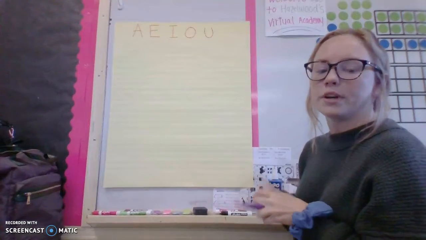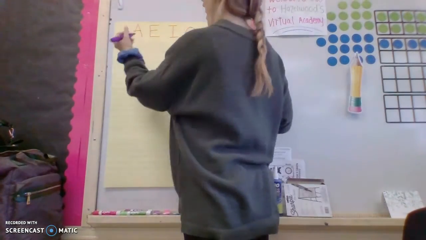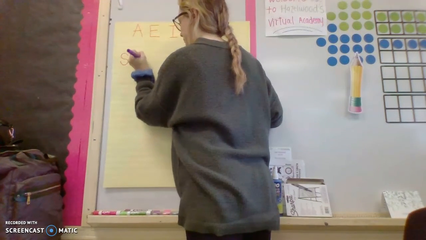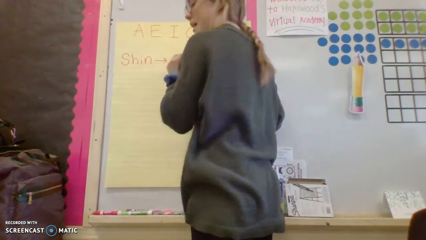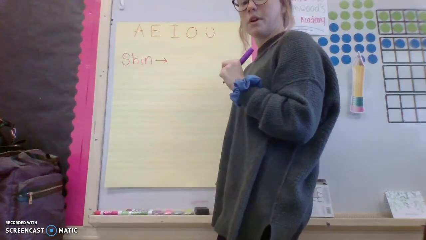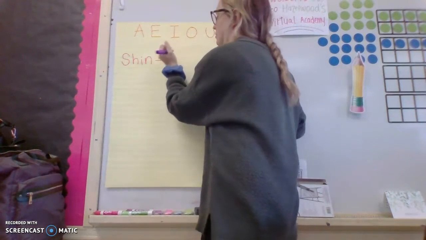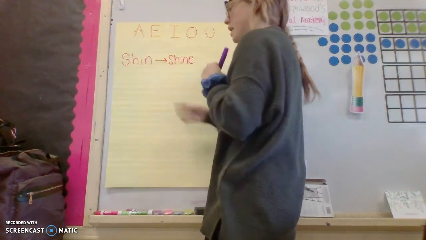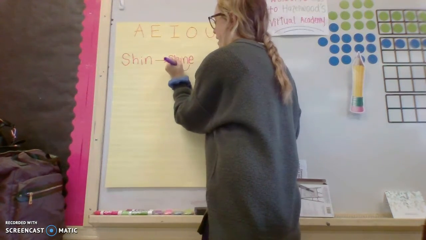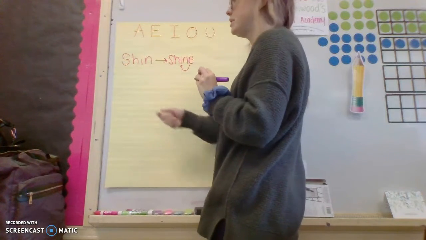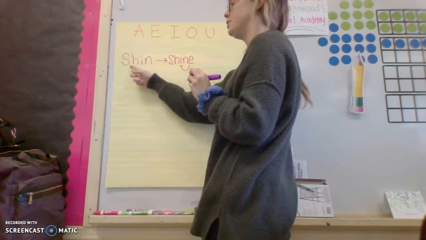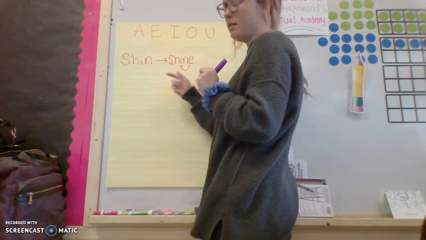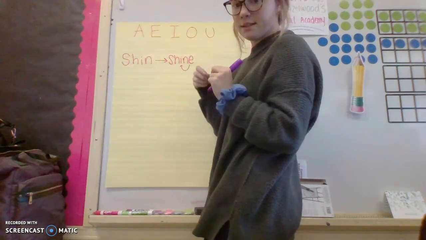First word that I'm going to write on the board is shin. And if I add a silent E to the word shin, it's going to change that vowel sound. Now that E is going to kick the I and make it say its name. So instead of sh, shin, it's shine, shine. So the word changes because we add that silent E.